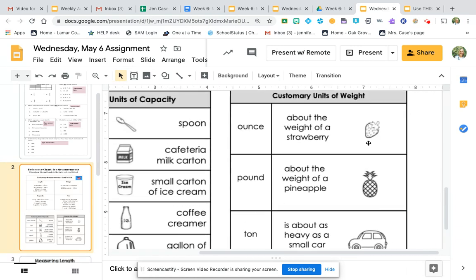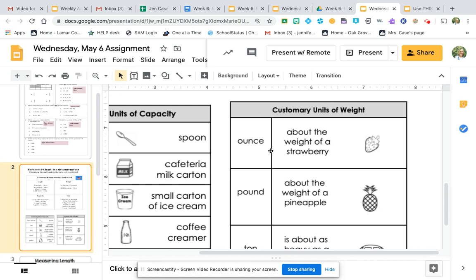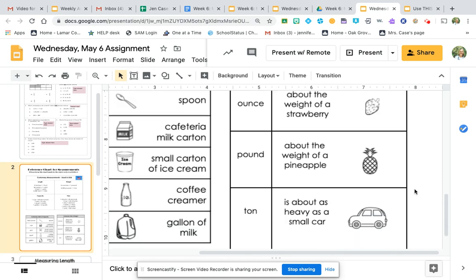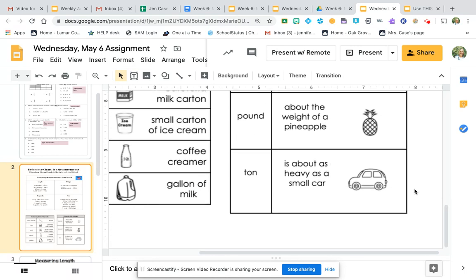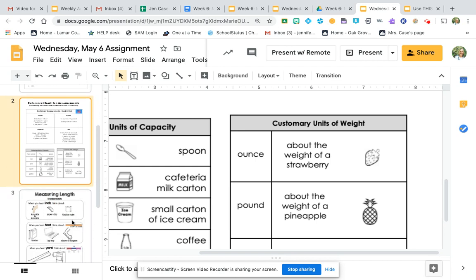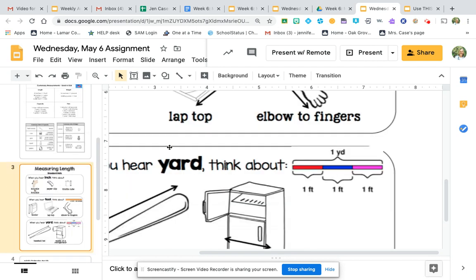When you're talking about weight, an ounce is about the weight of a strawberry. A pound would be heavier, like the weight of a pineapple. And then a ton is the weight of a small car. So that's just a reference point for you to refer to. And like I said, you might need to go to this every day just to remember.